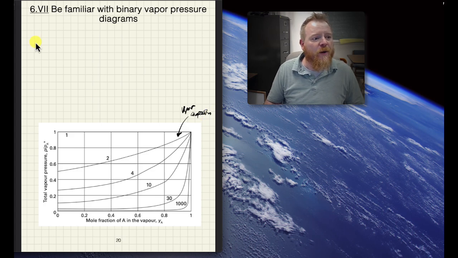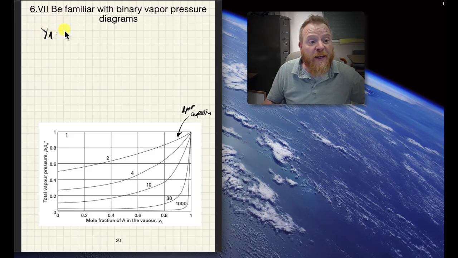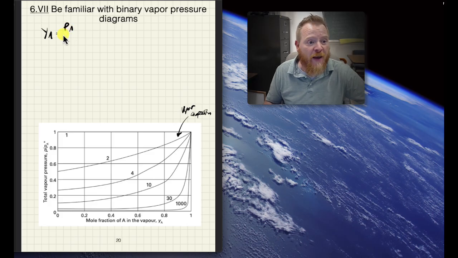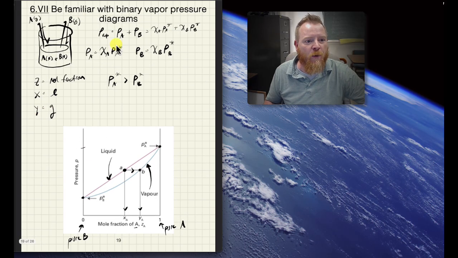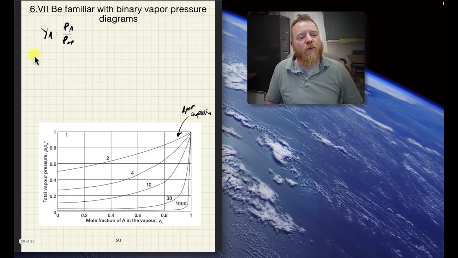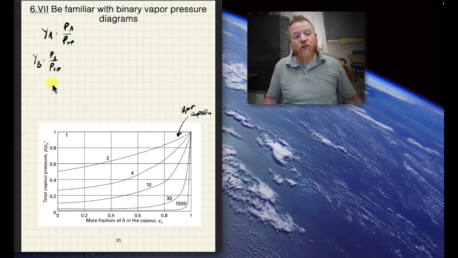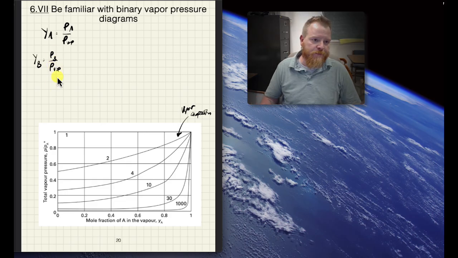And we noted here that if we think about this more carefully, the mole fraction of A in the vapor is going to equal the partial pressure of A over the total vapor pressure. So I'll write P vap to be consistent with how I wrote it last time, okay? And then of course, the composition of B in the mixture will be the partial pressure of B over the total vapor pressure of the liquid.